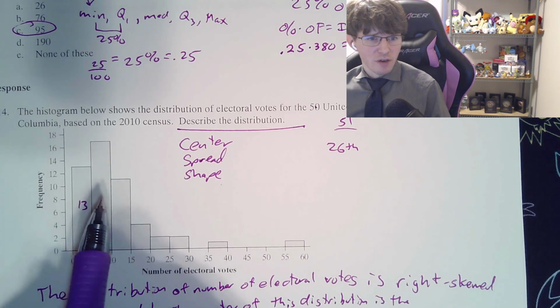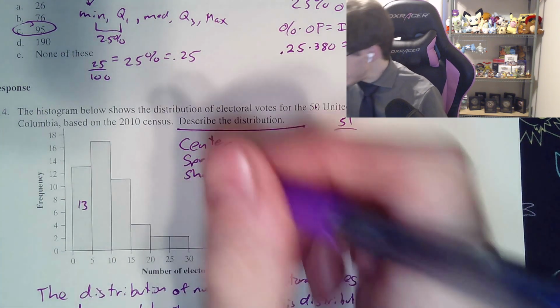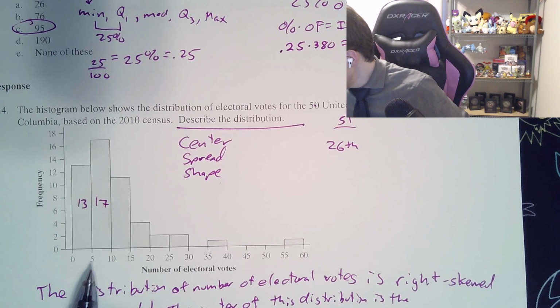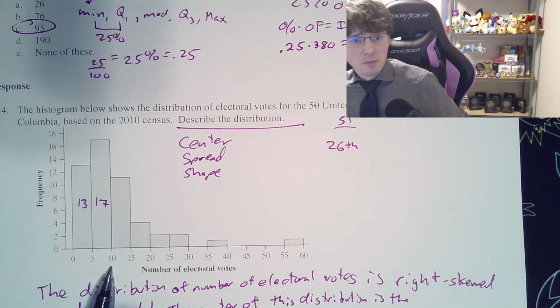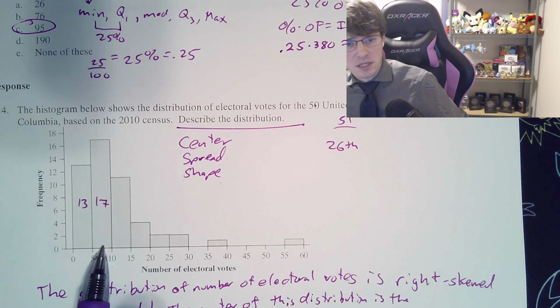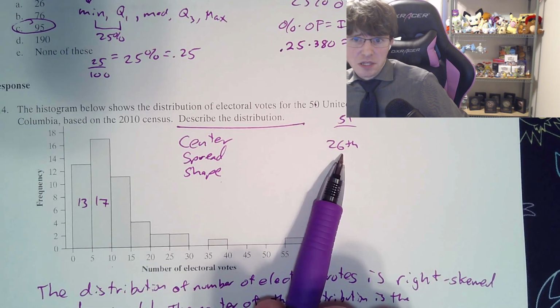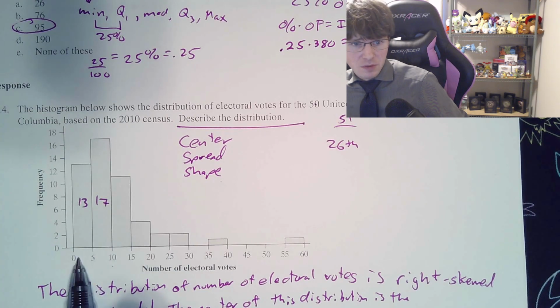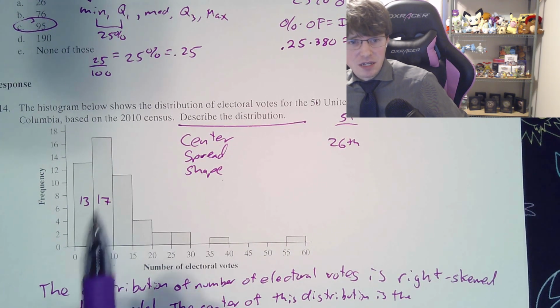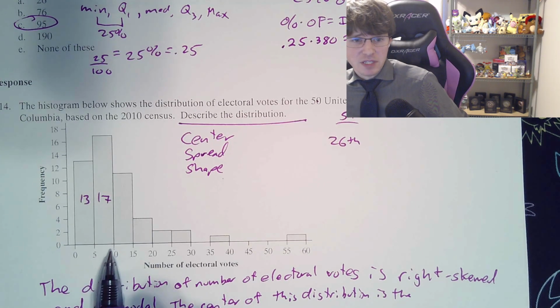Either way, point is you have 13 states between 0 and 5 electoral votes, and you will also have a total of 17 states between the 5 and 10 electoral votes. Please note, usually the 5 is going to be included over here on the left, and the 6 in the next bar. This is really 6 to 10, and this is 0 to 5. So there's 17 of those states. Because you're looking for the 26th state on the list, the first 13 are between 0 and 5, but the next 17 are going to be between 5 and 10. So we know for a fact that the median is somewhere between 5 and 10, and more specifically between 6 and 10 for this particular distribution.